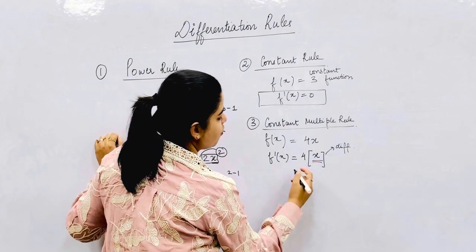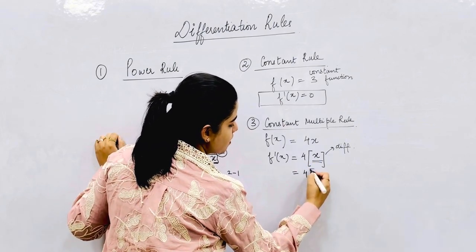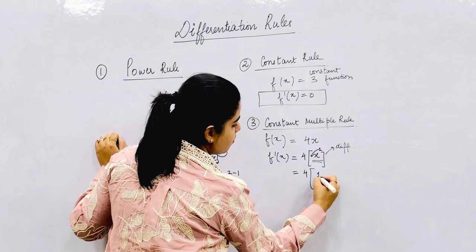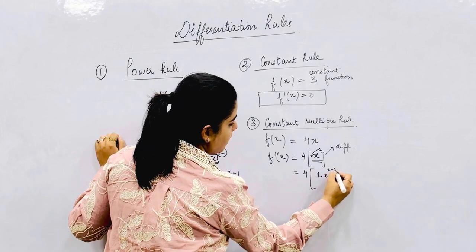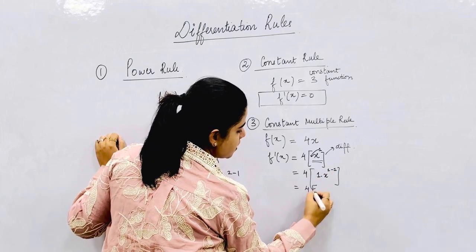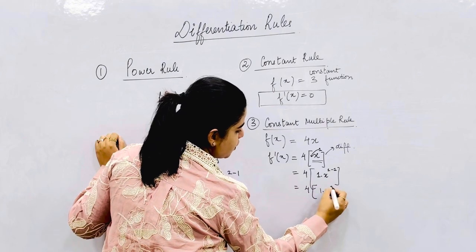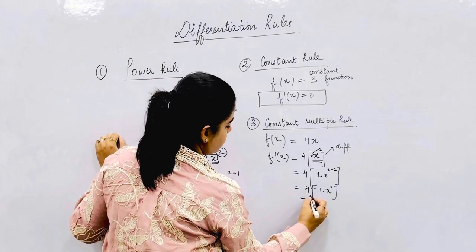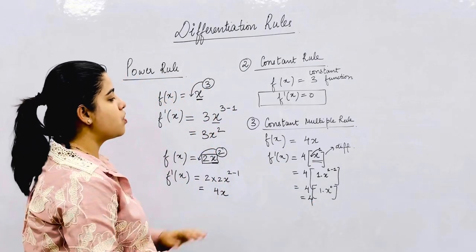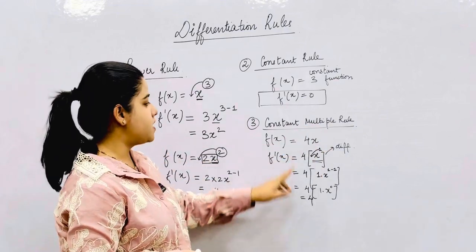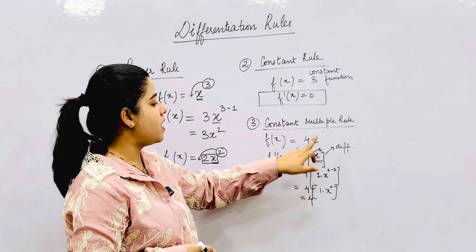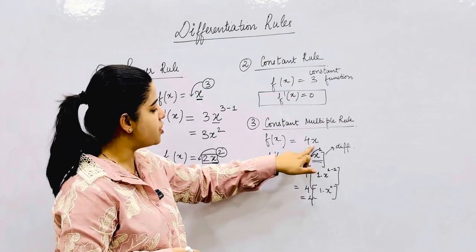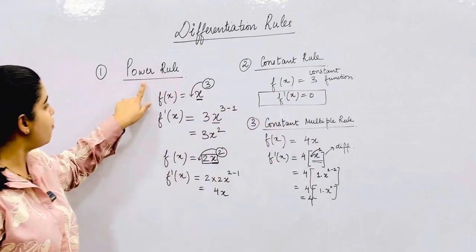What will be the differentiation of x? Now let's see. We'll take 4 as common, and the power of x is 1 here, so we'll transfer 1 here, so it will be 1 multiplied by x to the power 1 minus 1. So what will be the value of this? It will be 1 multiplied by x raised to the power 0. Any number or any variable raised to the power 0 is 1, so your answer will be 4. Okay, so that is your constant multiple rule. It means that when any constant is multiplied by an algebraic expression, we'll take the constant out as common, and then we'll differentiate this expression with the help of the power rule.